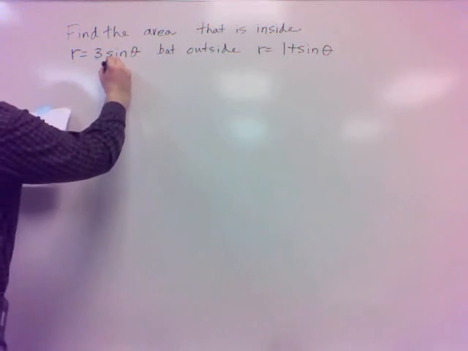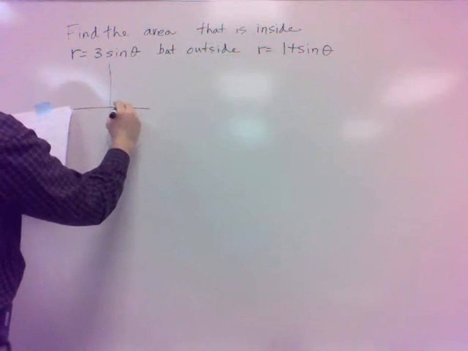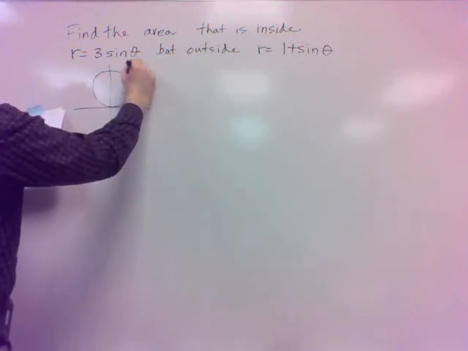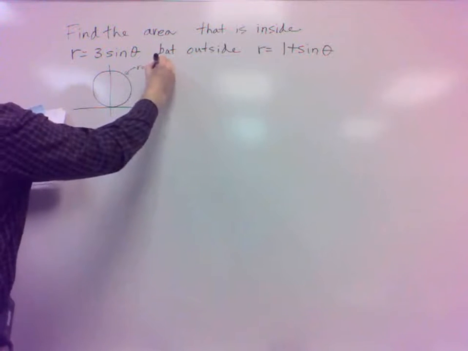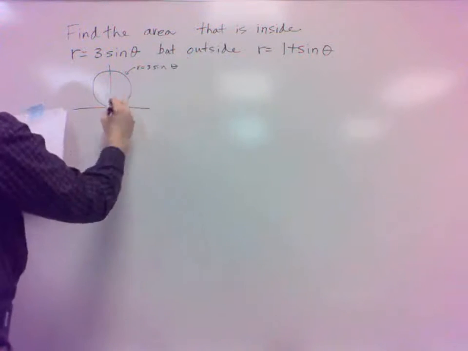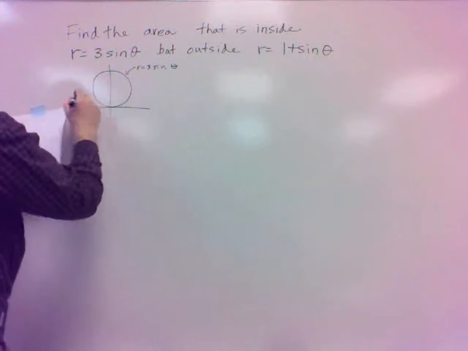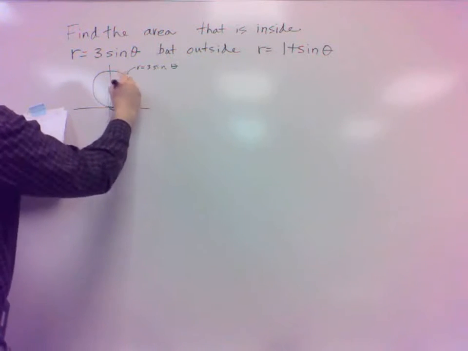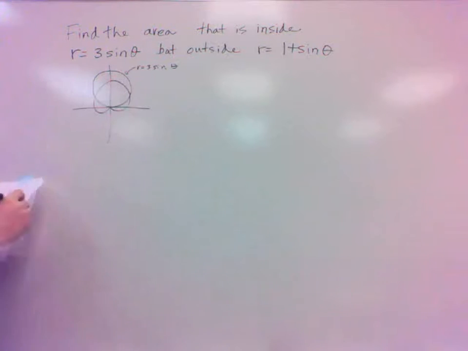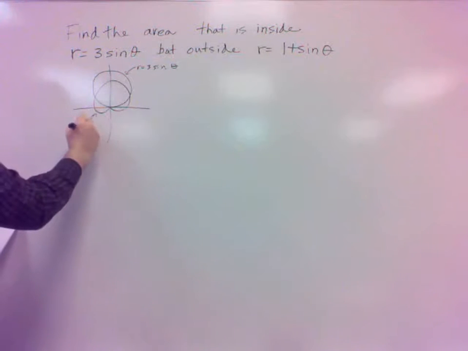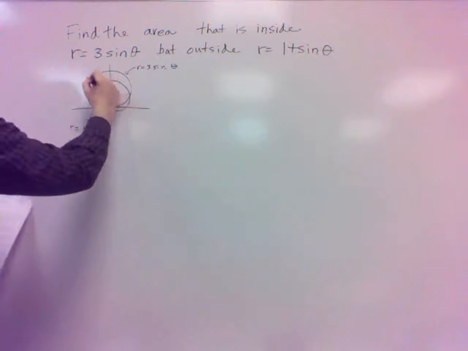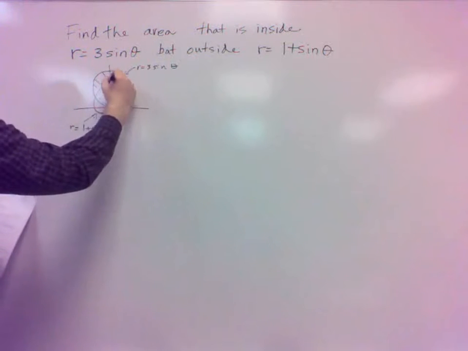All right, so yeah, it turns out r equals 3 sine theta. It's a nice little circle here. And then the 1 plus sine theta is the cardioid shape. Something like that. All right. It's on the inside of 3 sine theta, but on the outside of 1 plus sine theta.